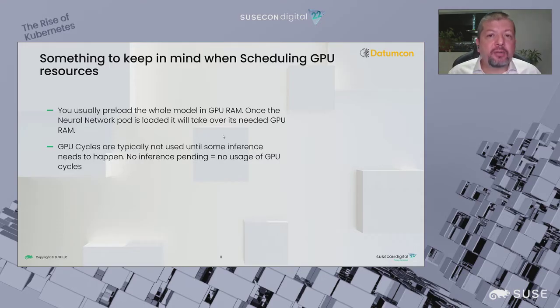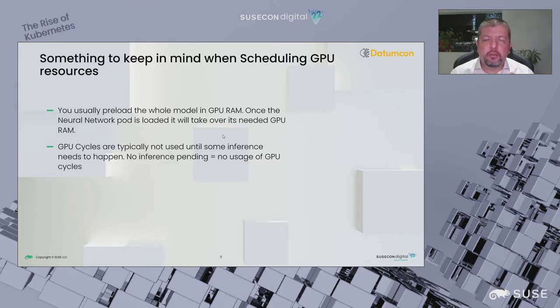But a couple of things to keep in mind when you're scheduling GPU resources and writing your scheduler rules: you usually need to preload the entirety of the model in GPU RAM. And this is not just in computer vision. This is essentially in any really quick inference situation. You need to be able to preload the entire model, so the use of GPU RAM is going to be constant per neural network. Once it's loaded, it just takes whatever GPU RAM it needs and keeps it there. Of course, there are certain servers that handle this to a degree, but this is the general rule of thumb. But then the GPU cycles themselves are not typically used until some inference needs to happen.